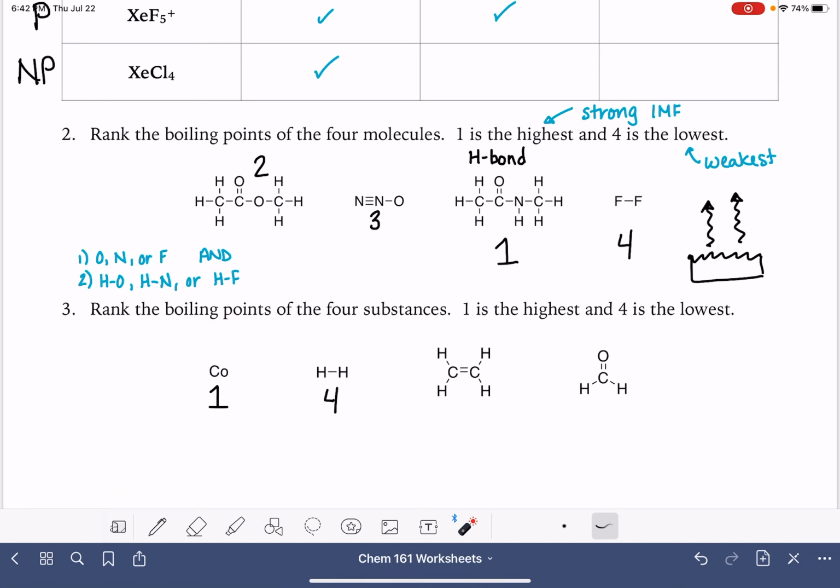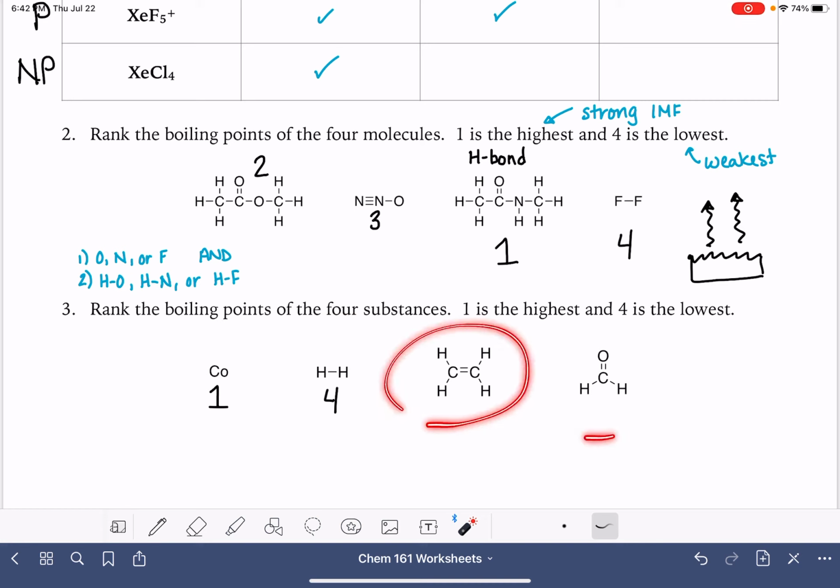It takes a ton of energy to boil cobalt. Imagine how hot that would have to be, hundreds and hundreds of degrees. So this one's kind of a trick. Be on the lookout for tricks like that. Metal atoms are going to have super high boiling points, even though they don't have hydrogen bonds. And then we've got this little guy.